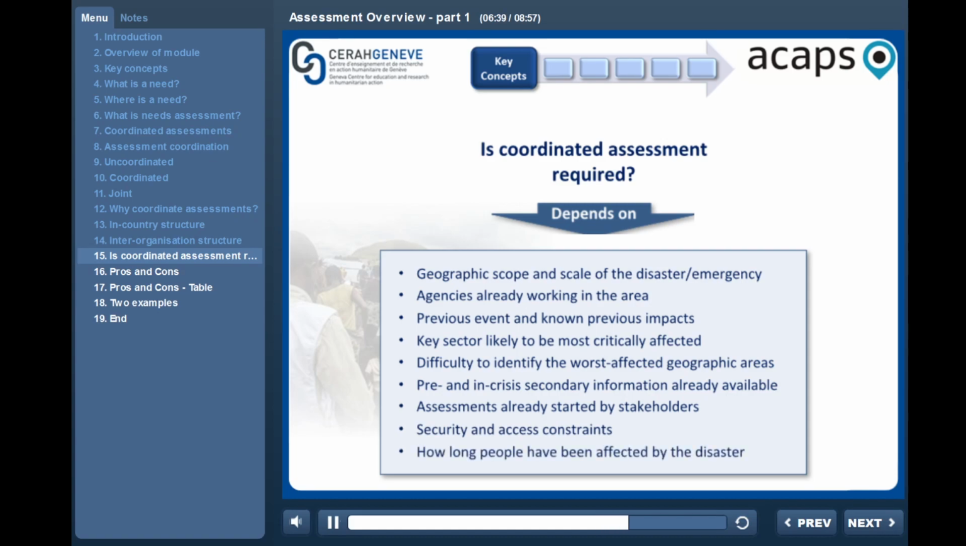Was it a sudden onset disaster? Have organizations been quick to begin planning? Or did the disaster build up over time and take a while to get attention? All of these factors will help determine how best to approach an assessment, remembering that the overall aim is a shared operational understanding.